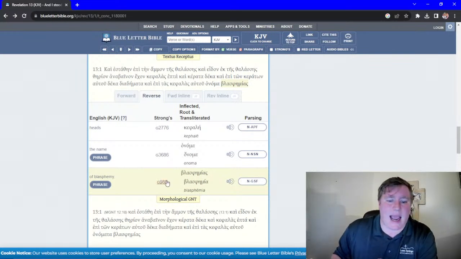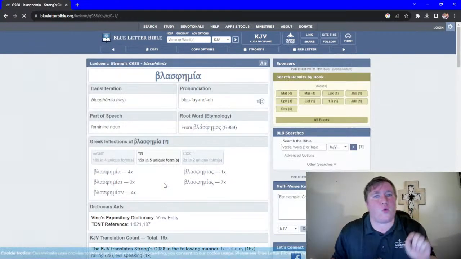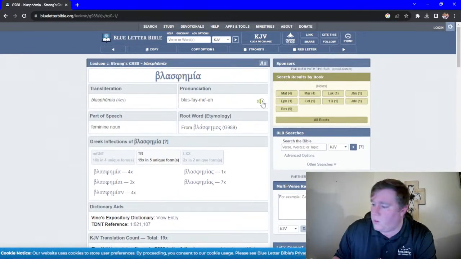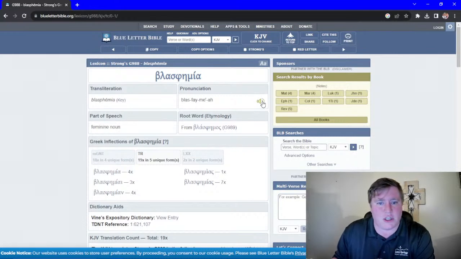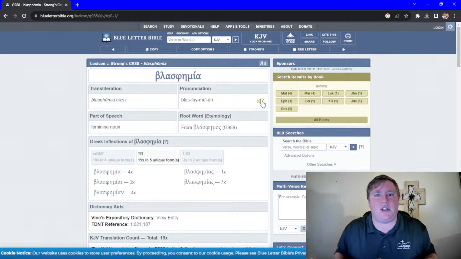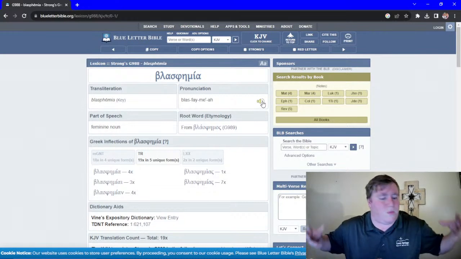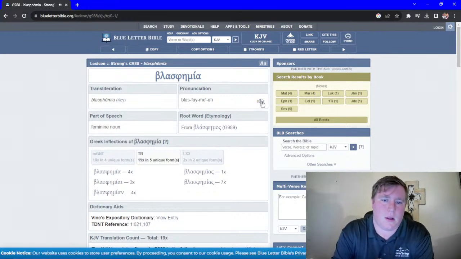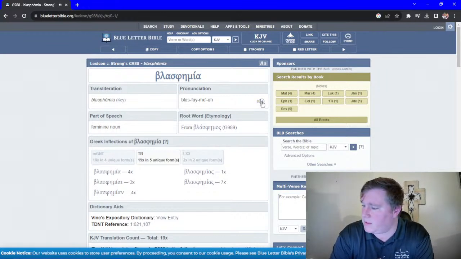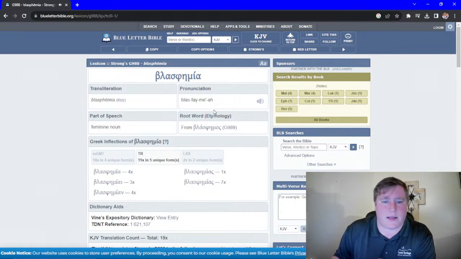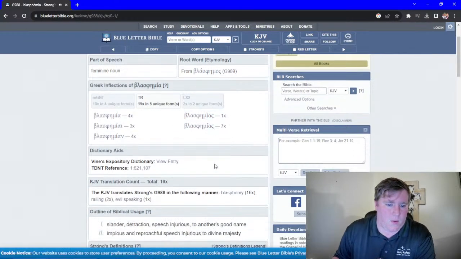So let's actually look at this word blasphemy. And the reason I want to look into the word blasphemy is, and we'll do this real quick, I want y'all to hear the word so you'll know these words. If you're a Christian and you love the word, learn your Greek. Strong's G988, blasphemia. Okay, so blasphemia.